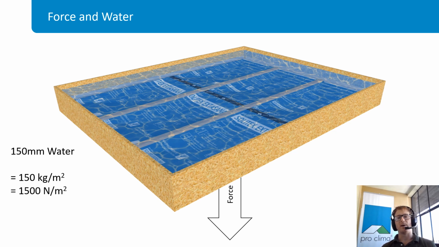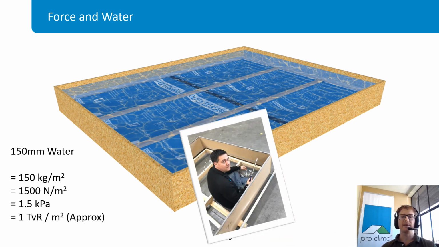That is equivalent to about 1,500 newtons per meter squared, which is 1.5 kilopascals of pressure down onto that membrane. And that is equivalent to about 150 kilograms per meter squared. So it's quite a significant force pushing that membrane down, trying to force water through any gaps and cracks and imperfections.